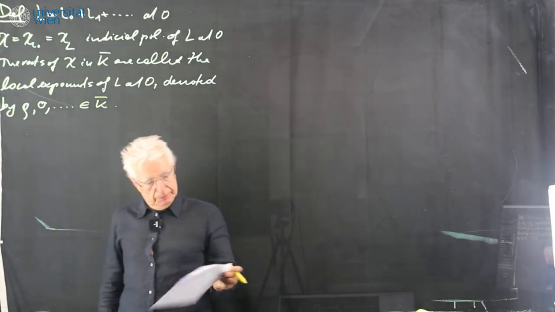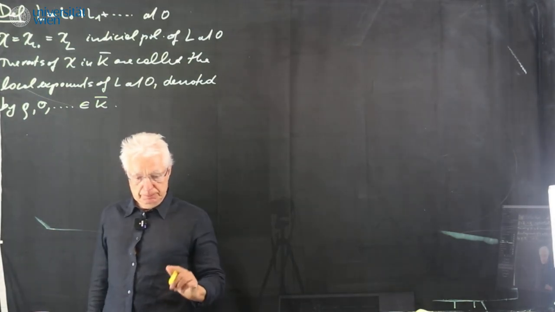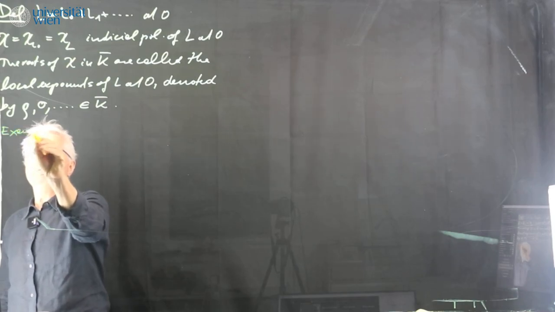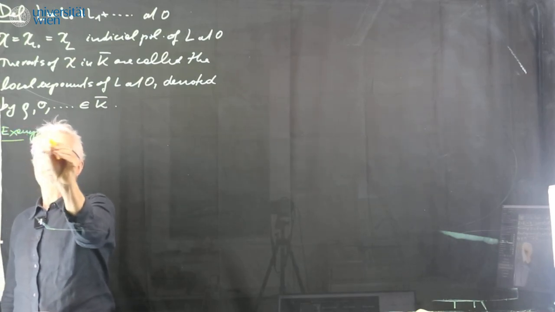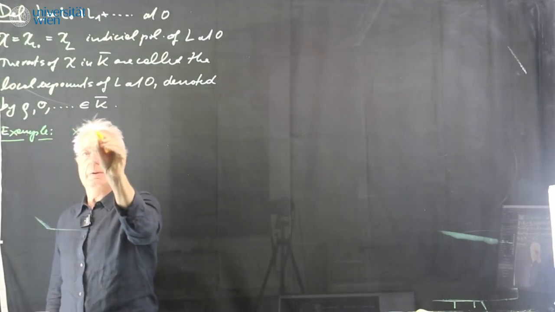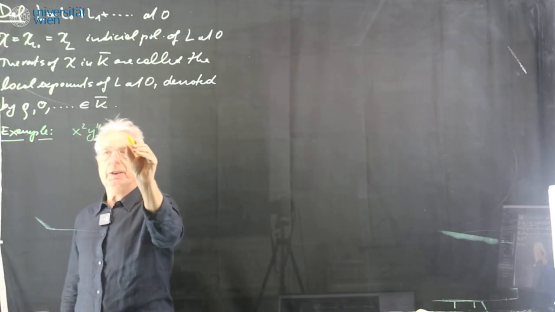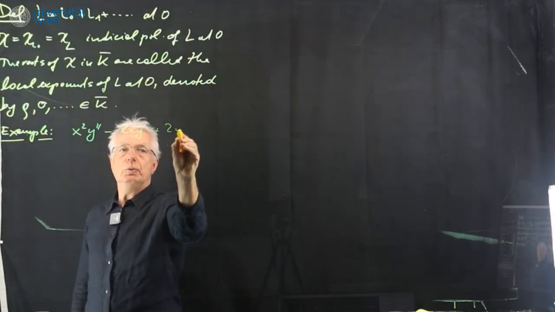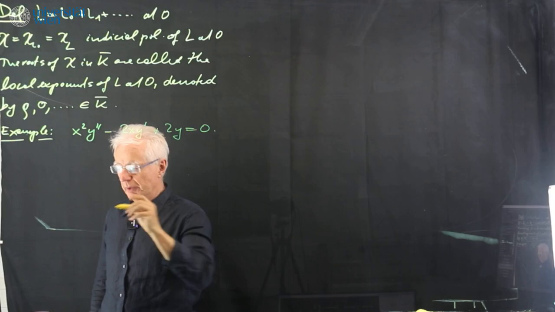Fine. Let me do an example. Simple example, but just so that you get a feeling. We take the example which we had in the first class, 2xy prime plus 2y equals 0.